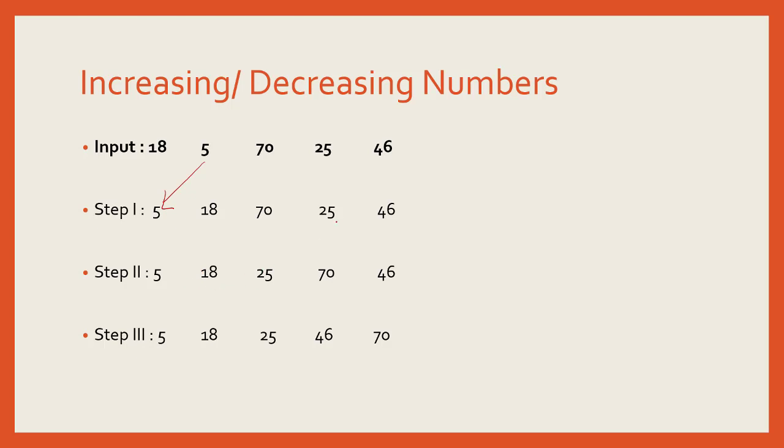So in step 2, what we have done, we have brought 25 ahead, then 70 and 46 have to be arranged, and in step 3, 46 has been brought ahead of 70, and now all our numbers are arranged in the increasing order: 5, 18, 25, 46, 70.